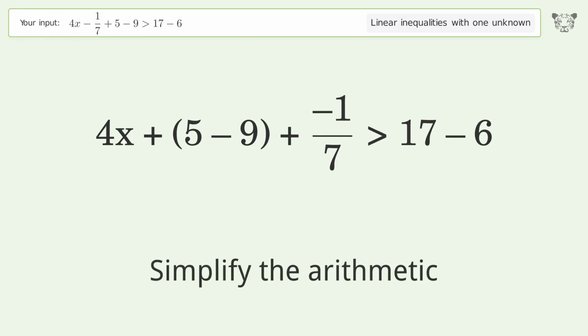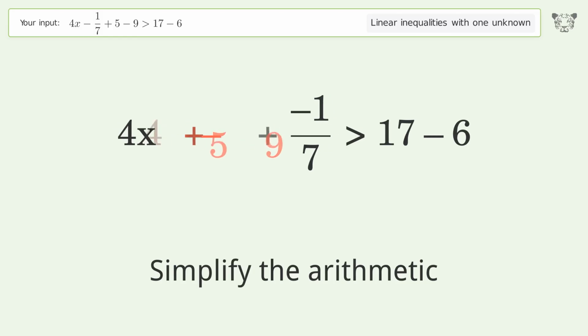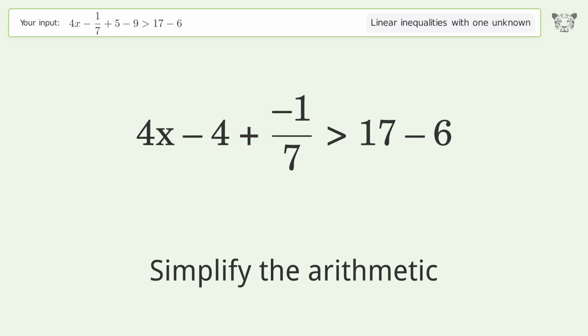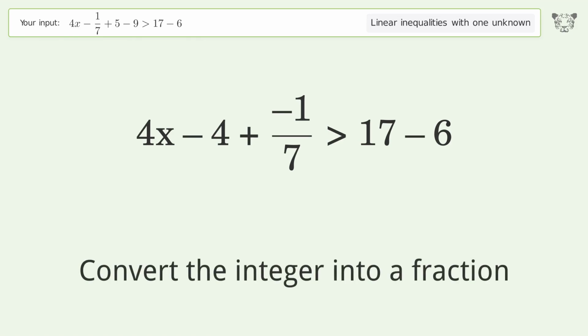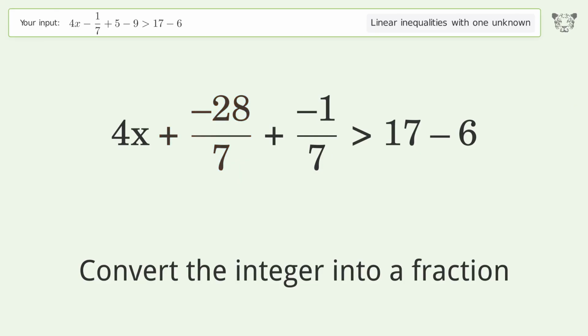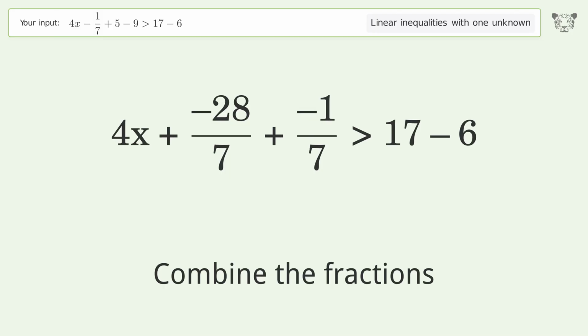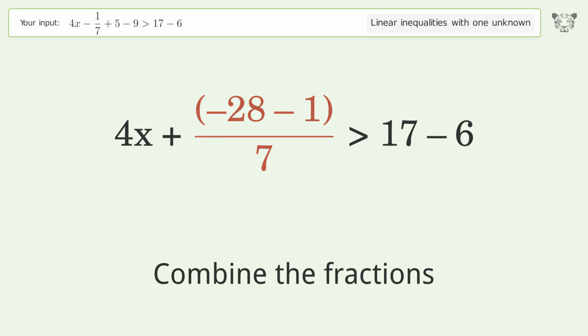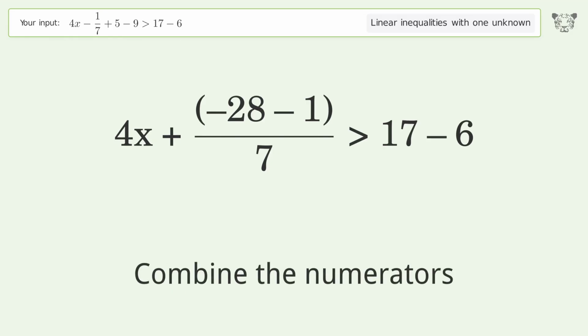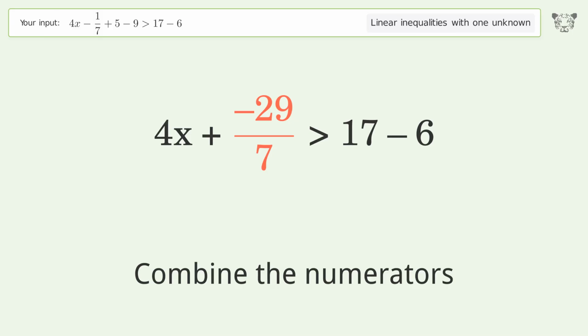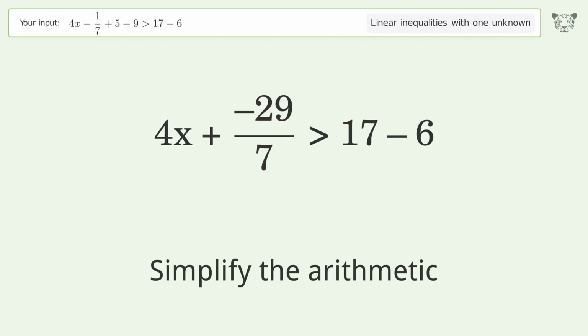Simplify the arithmetic. Convert the integer into a fraction. Combine the fractions. Combine the numerators. Simplify the arithmetic.